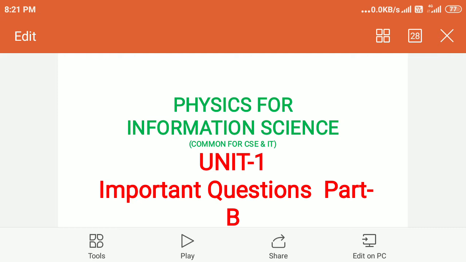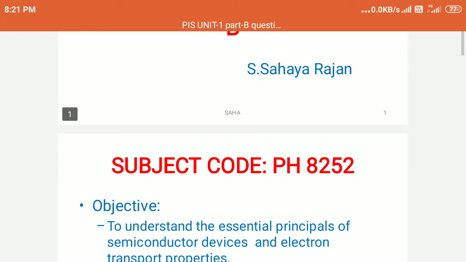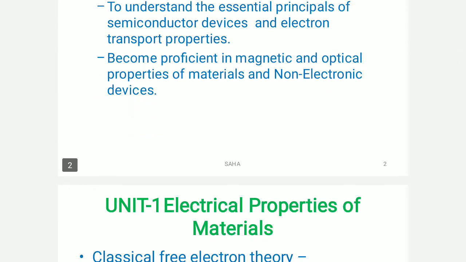So, physics for information science subject. We are going to discuss the Unit One, Part B questions. These are the questions that will come for Unit One. What is Unit One? Unit One is the electrical property of materials.